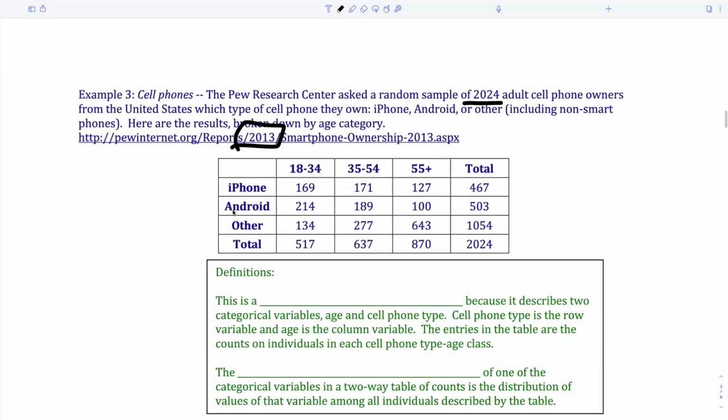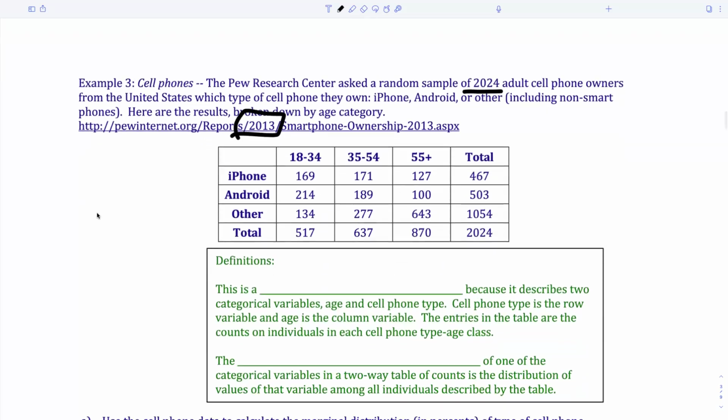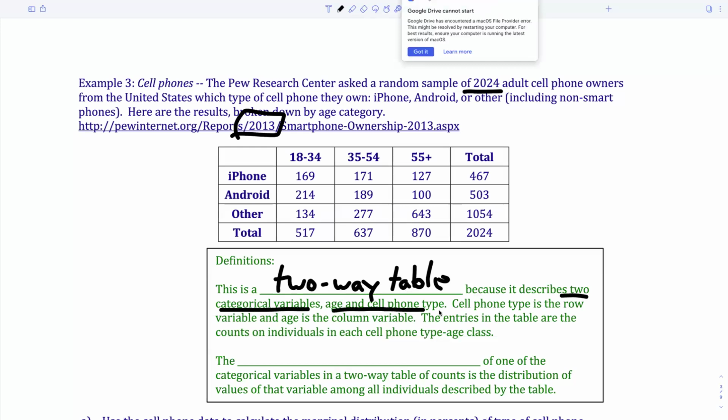So it's broken down here, and we call this a two-way table because it describes two categorical variables. The first is age, and the second is cell phone type. Cell phone type is the row variable and age is the column variable. The entries in the table are the counts of individuals in each cell phone type and age class.